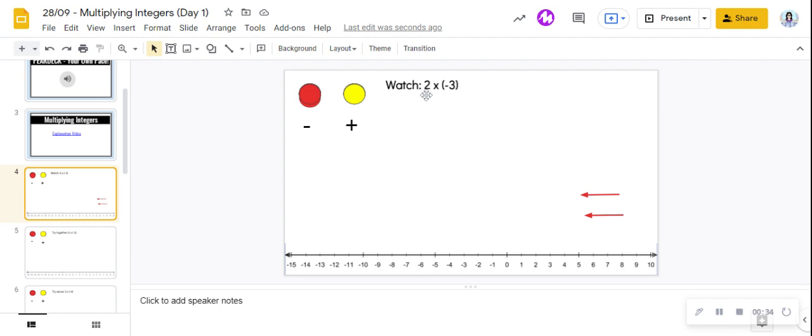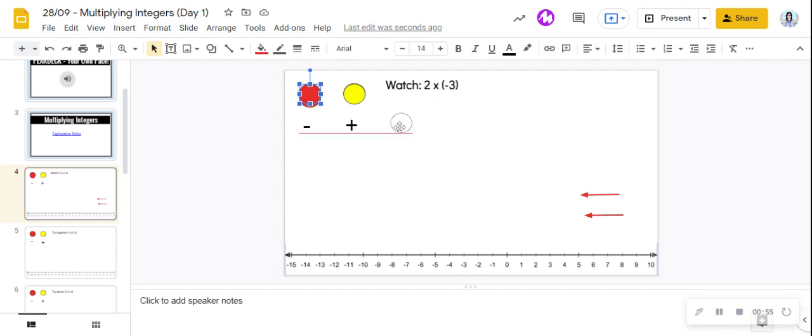Another way to think about this expression is to think of the multiplication sign in terms of words. If we were to say this in words, this really means 2 groups of negative 3. And so that's exactly what I'm going to do with my tiles. I'm going to make 2 groups of negative 3. So I'm going to start with one group with 3 in it, and then my other group with 3 in it.